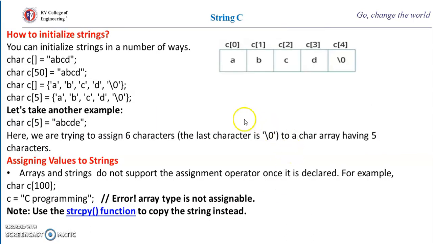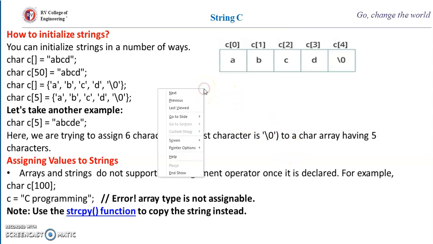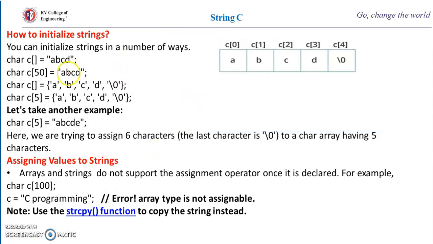Next, how to initialize a string. For initializing a string, there are multiple ways. So these are some of the ways. Here you can see this is the character array, and in this bracket we have not specified the size, and this is the string, and when we talk about string, it should be enclosed in double quotes. So how will it be stored? A will be stored at the first position, B at the second position, and then C, D, and by default the compiler will append a null character at the end.